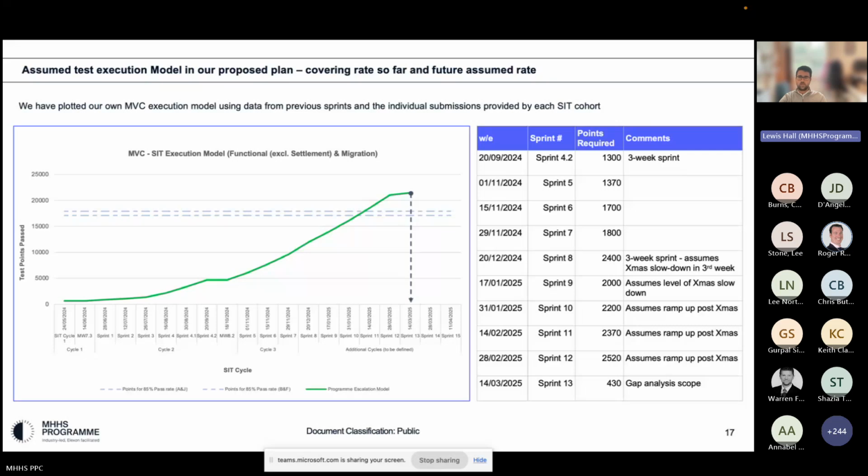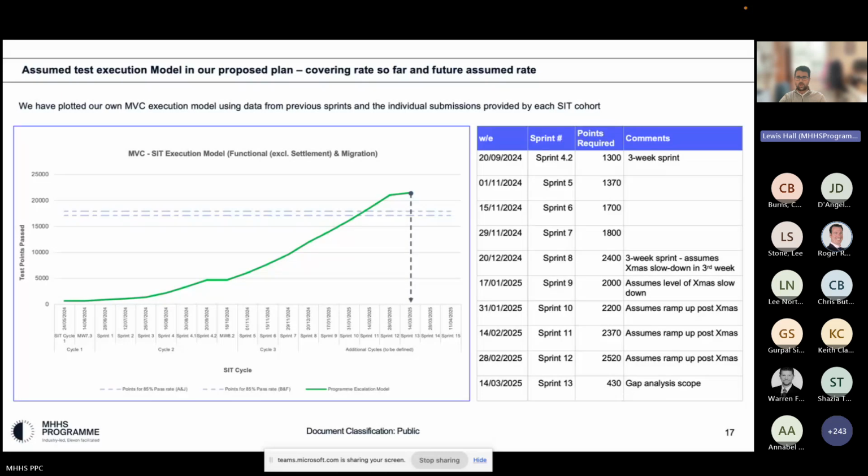So we can see that in these early initial sprints we're operating at that pace, and in some cases slightly above it. So we're confident that through the next set of sprints these targets are attainable and can be hit. Sprint 8 might be a bit jarring in terms of 2,400 points. That is a 3-week sprint, so it assumes essentially 900 points per week for the first 2 weeks, and then a Christmas slowdown in that final week, and we're running up to the week commencing the 12th.